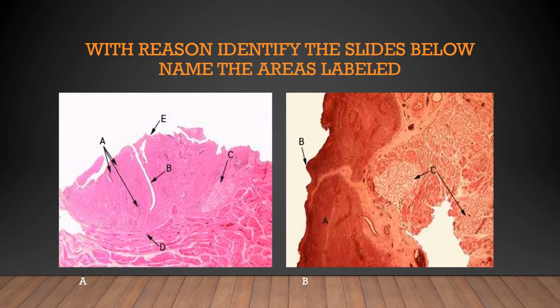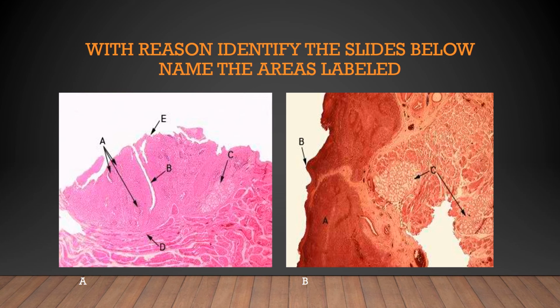So both these slides are of tonsils due to the presence of lymphoid nodules, that's the part labeled A in both slides. Tonsillar crypts, that's the part labeled B in slide A. And connective tissue capsule, that's the part labeled D in slide A. They also contain a stratified squamous non-keratinized epithelia. You may see a little bit of that in the slide labeled B specifically.